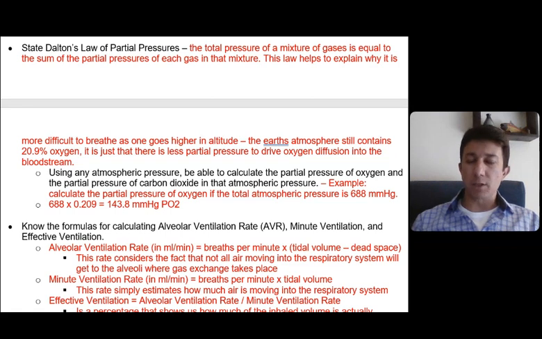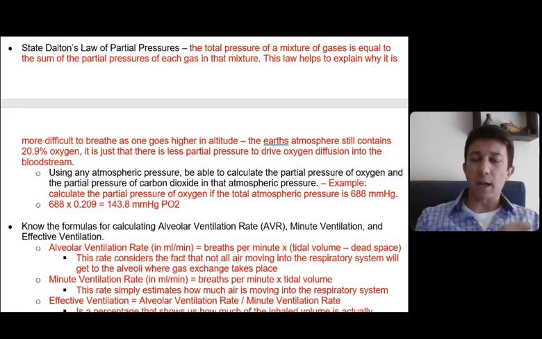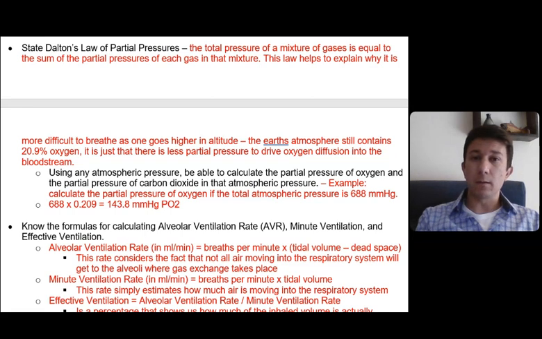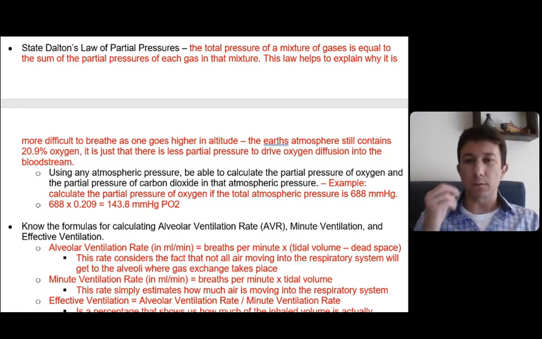So the composition of gas as we go higher in altitude doesn't change. The Earth's atmosphere is still roughly 20.9 or 21% oxygen even at high altitude, but there is less total atmospheric pressure that's driving that oxygen to diffuse from the air in the alveoli into the bloodstream. And so the higher that partial pressure of oxygen is, the easier it's going to be for that oxygen to diffuse into the bloodstream. The lower the partial pressure of oxygen that's in the air in the alveoli, the harder it's going to be for that oxygen to diffuse from the air in the alveoli into the bloodstream.